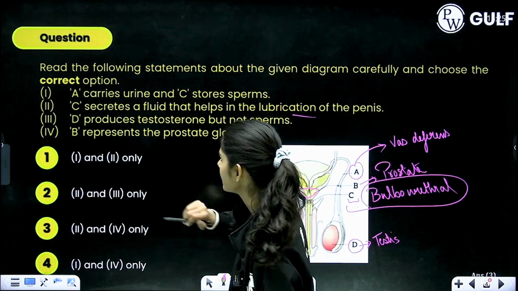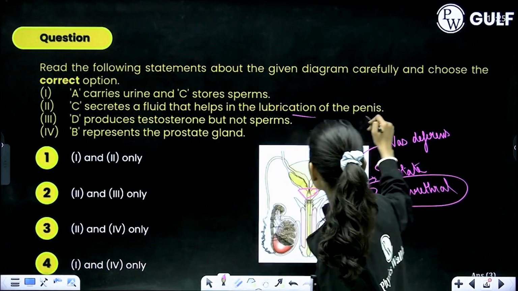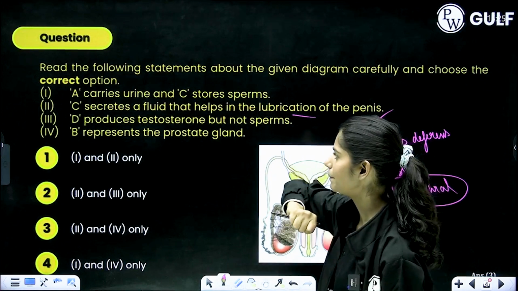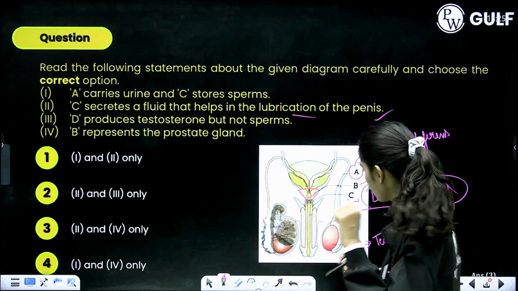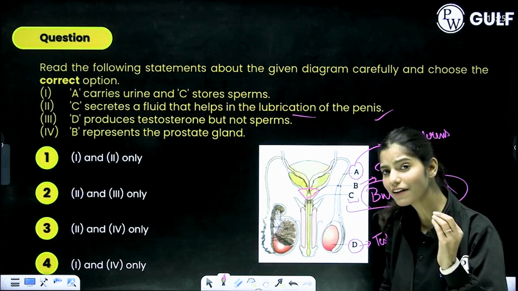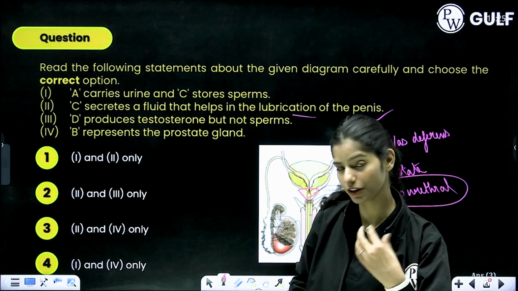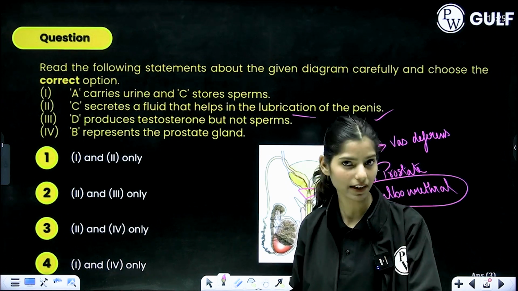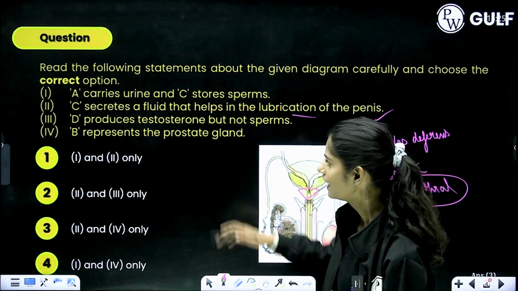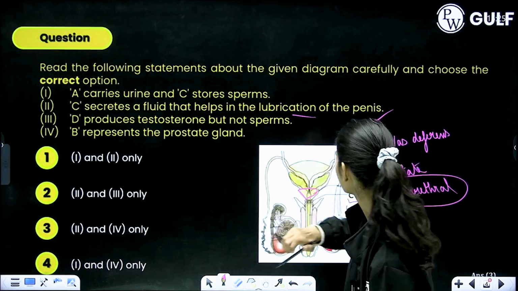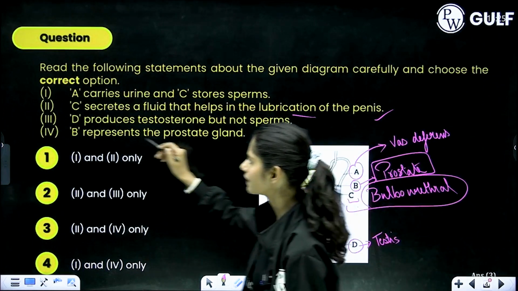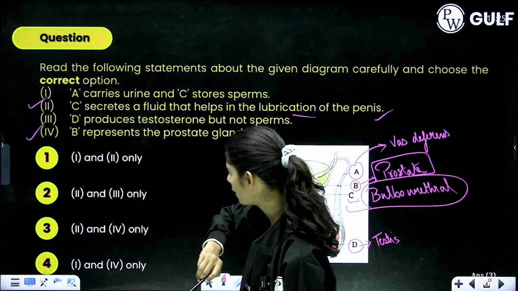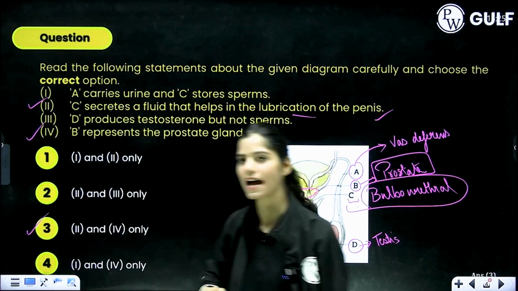So this is definitely the correct statement. Talking about the next statement, D produces testosterone but not the sperms, which is definitely wrong. We all know testes have cells which can produce the sperms and some cells which can produce the sex hormones, right? Fourth statement, B represents the prostate gland, and that is absolutely correct, right? So the correct statements are second and fourth, and we have the third option as the correct answer, right?